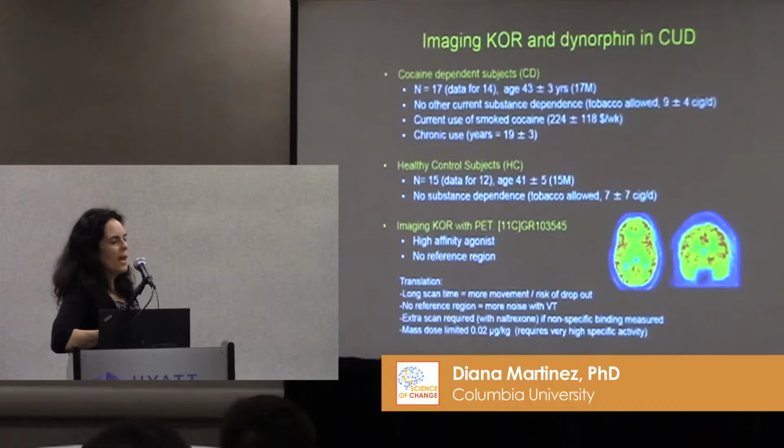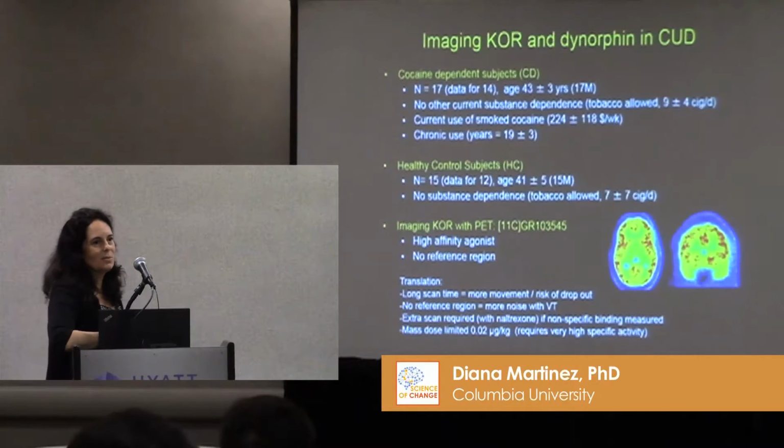What this means is that we have to have either an extra scan with naltrexone to measure non-specific binding, where we block all the receptors. It also means that we have to have an arterial line, which is an invasive procedure, in order to get our outcome measure. But lastly, because the kappa receptors are in such high density and such high affinity, we were limited by the dose. We could only give 0.2 micrograms per kilogram, which means you have to have a very talented chemist to synthesize this radiotracer.